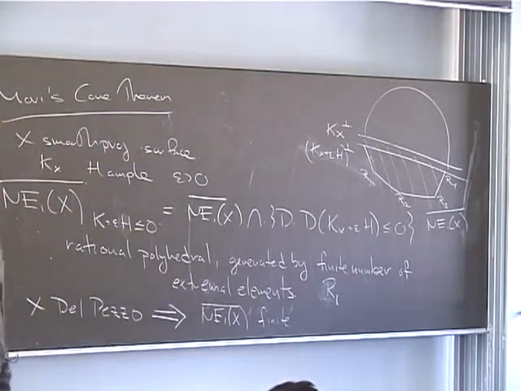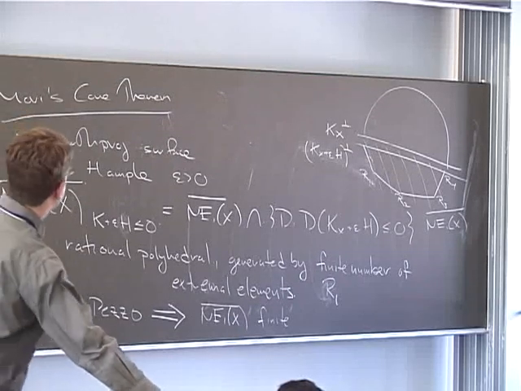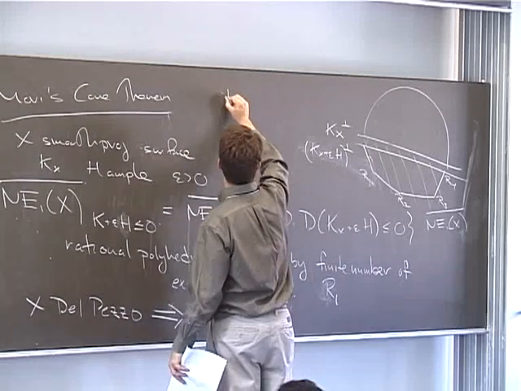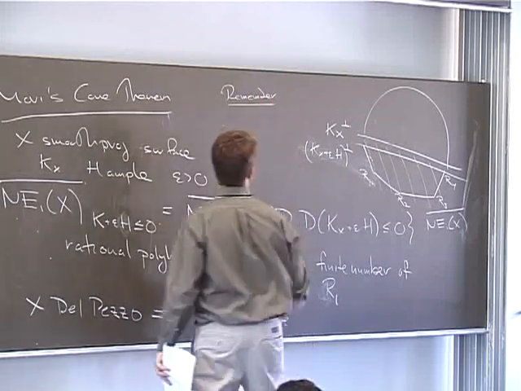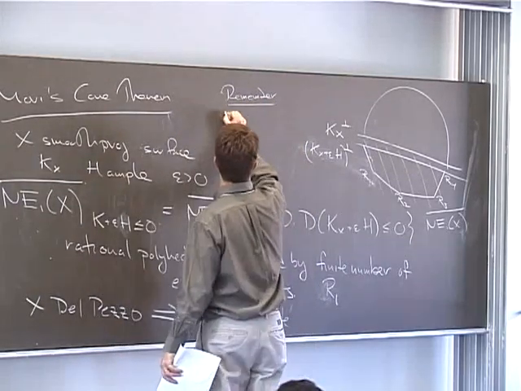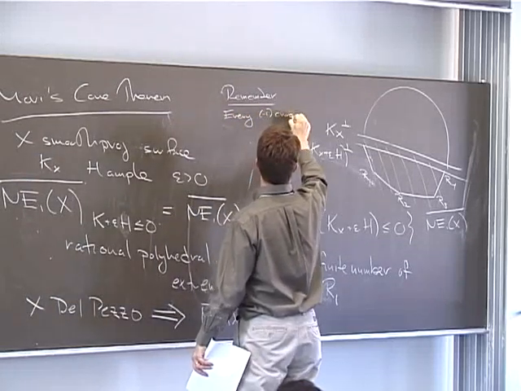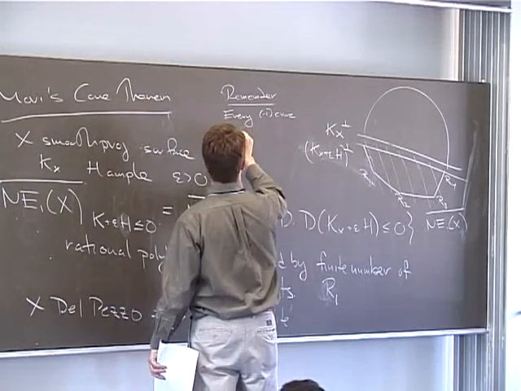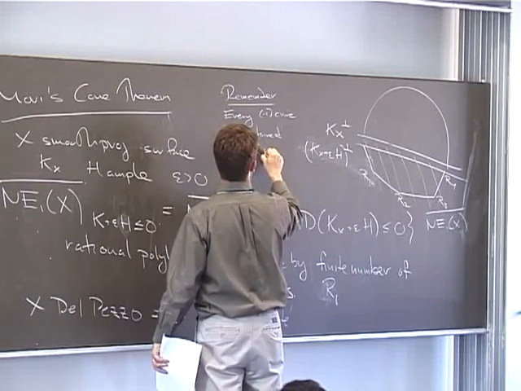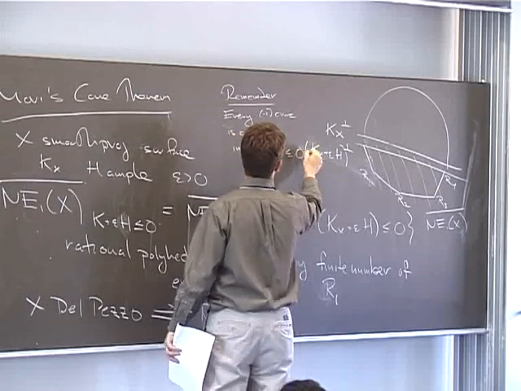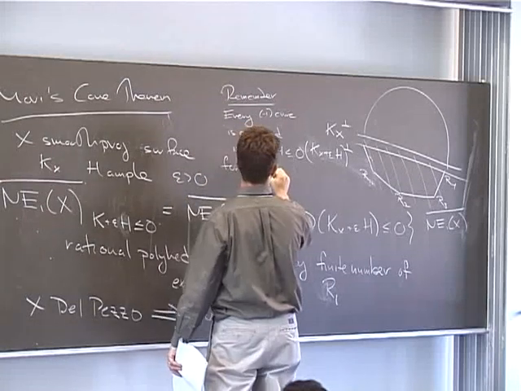Now, where are the exceptional curves? Where are the -1 curves? Well, let me just remind you that every -1 curve is contained in the (K + epsilon H) less than or equal to 0 region for epsilon sufficiently small.